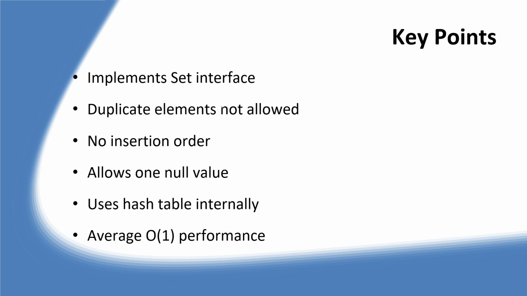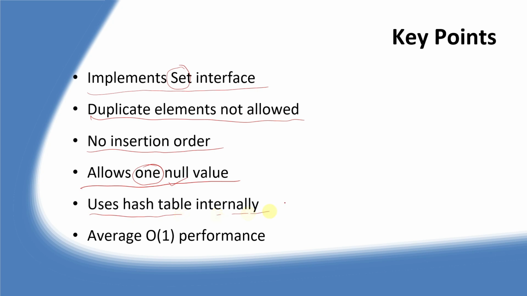Let's quickly summarize what we have learned so far. HashSet implements the Set interface. Duplicate elements are not allowed, since the Set interface has the property of not allowing duplicates. It does not maintain any insertion order, so there is no ordering and no sorting for HashSet, and it allows only one null value. It uses a hash table internally, thereby being faster in performance, and it has a time complexity of O(1).